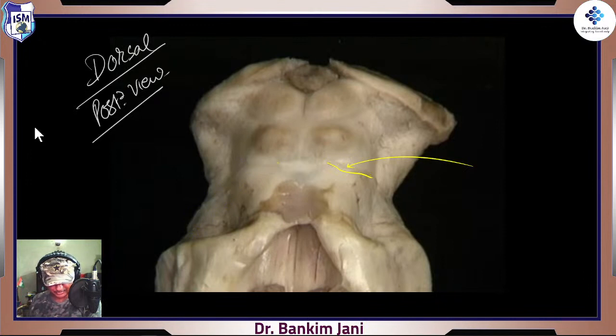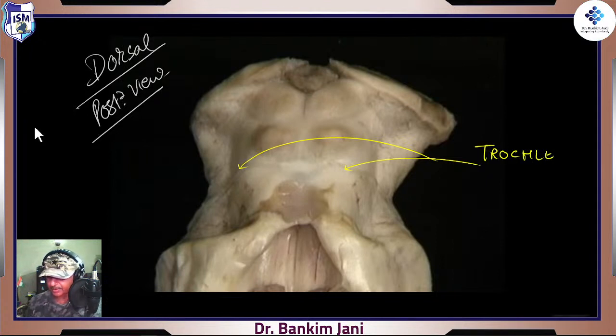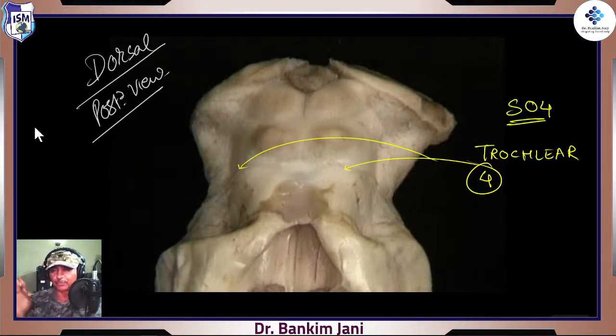Now I'll erase it so that you can see it properly. Can you watch it? See this and this, and this one, and this one. They are the trochlear, the fourth cranial nerve. We remembered that this is supplying those orbital muscles, and we remembered it like SO4, so superior oblique 4, that is supplied by it.